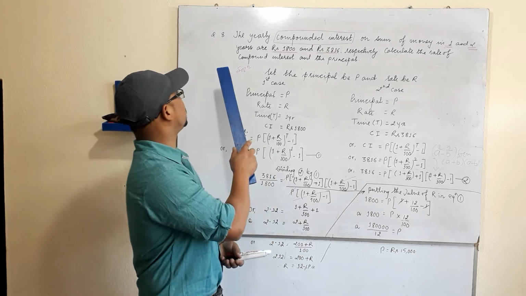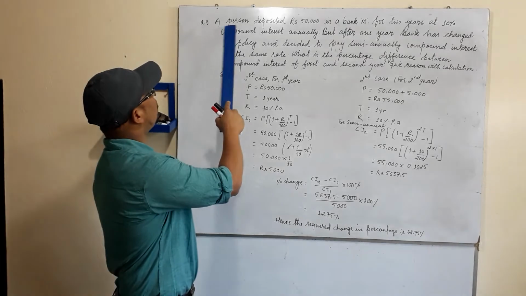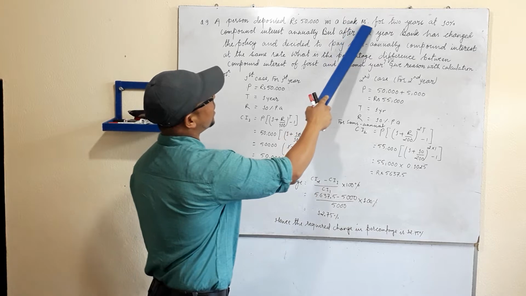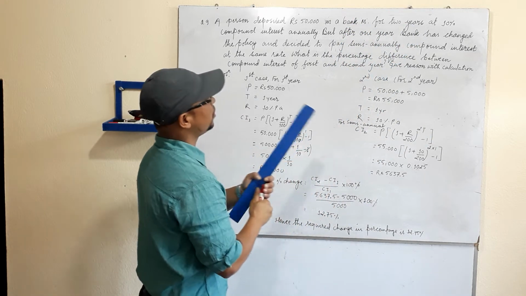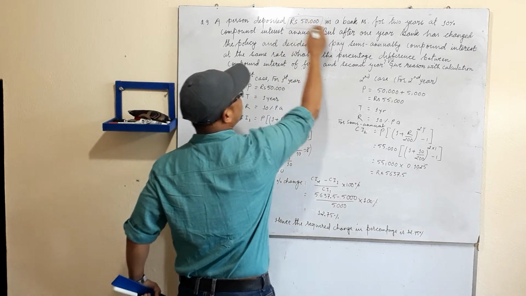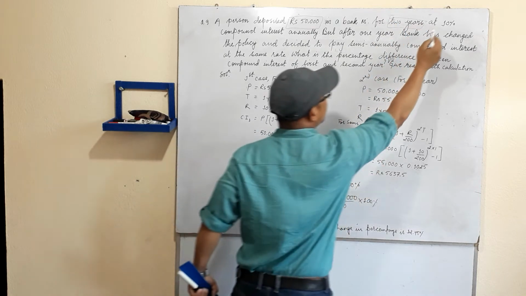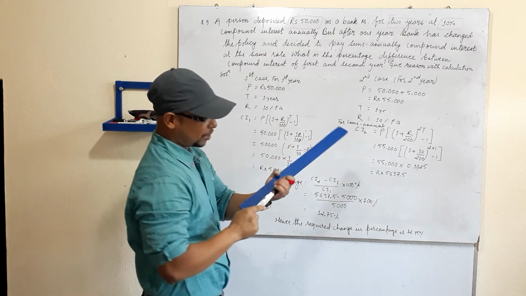Now we'll do question number 9. A person deposited Rs 5,000 in a bank for 2 years. Deposited for how many years? 2 years, at the rate of 10% compound interest annually.